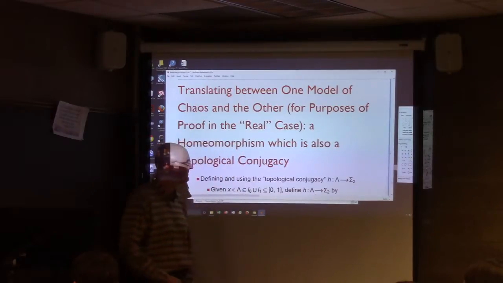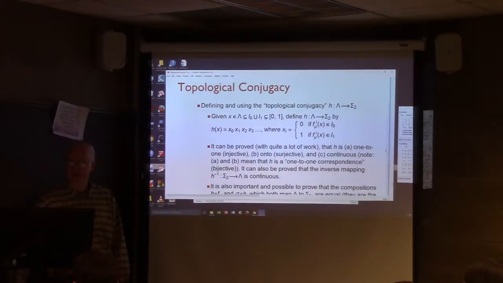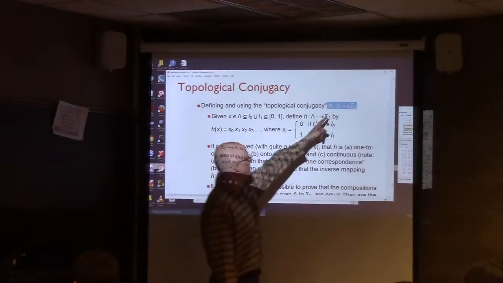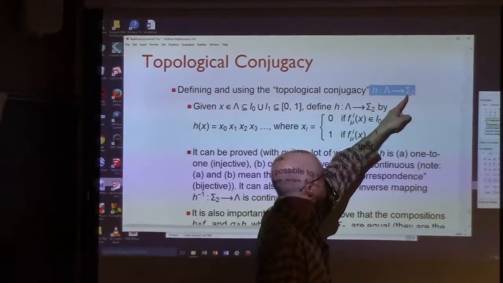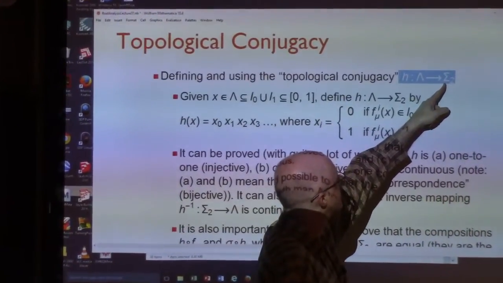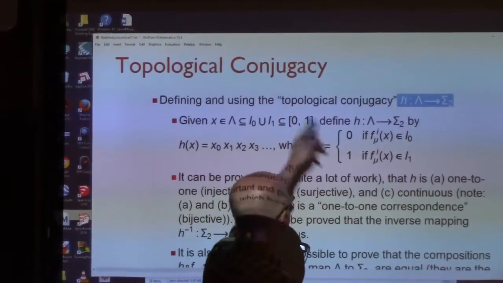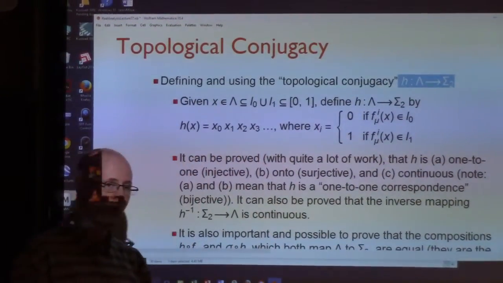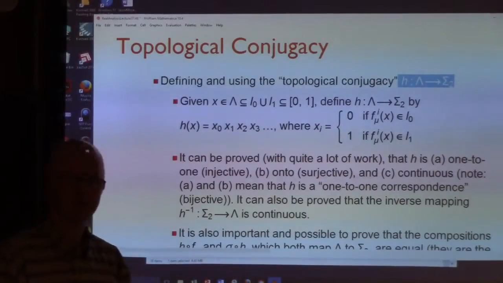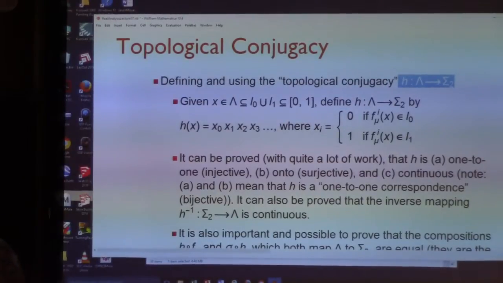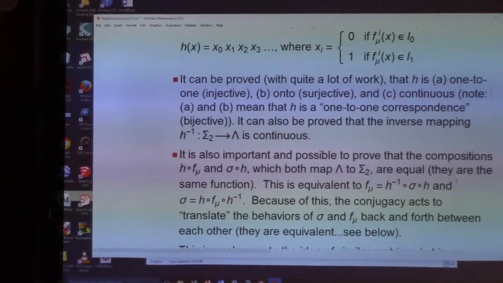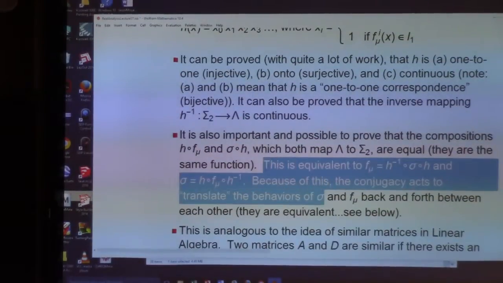And the conjugacy that I hinted at the other day, which is a function from this thing called the Invariant Cantor set, which is at the capital lambda. That's the Invariant Cantor set. Here's your symbol space, the set of all sequences of zeros and ones. You can define a function called a topological conjugacy that's one-to-one and onto, is continuous, and has continuous inverse with respect to the metric space topology. And also has the property that these equations are true.